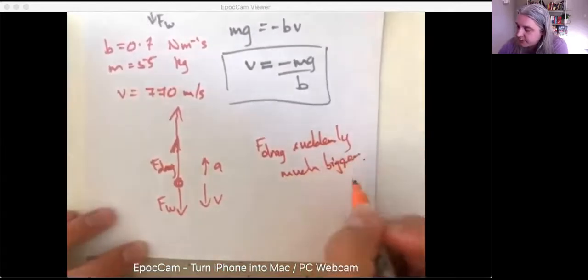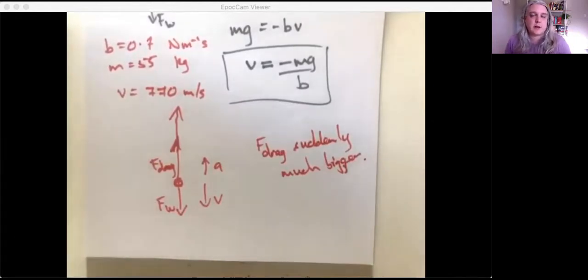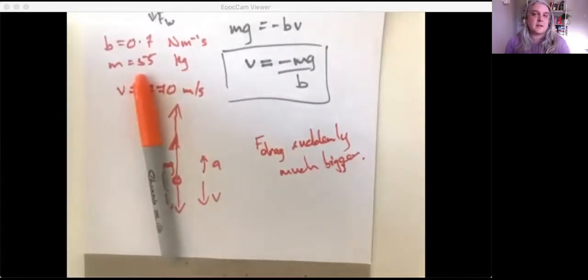And it's suddenly much bigger, therefore it's bigger than the weight force, because it was already the same as the weight force. That's what terminal velocity was. The drag force was the same as the weight force. Now, when they open their parachute, the drag force is suddenly much bigger. We get a net force upwards, an acceleration upwards because their velocity is downwards. That is a deceleration, which slows the skydiver down, and that is what we want to occur with a parachute. That's the point of them. So that is the end of this lesson.